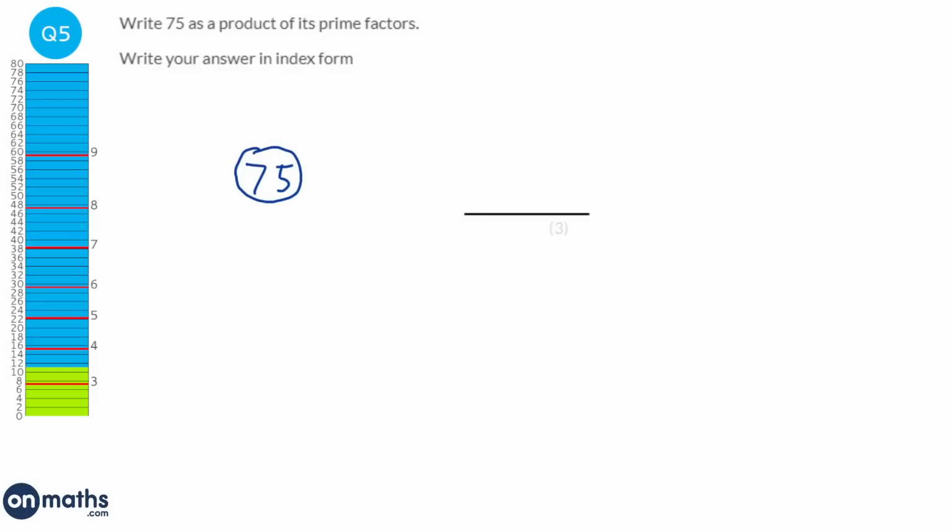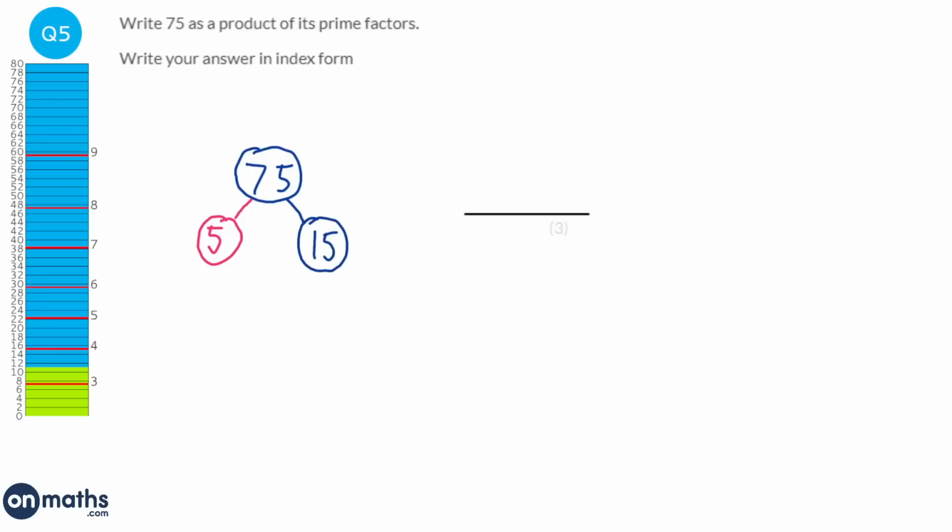I always pick the smallest that I can think of, which is normally 2, but in this occasion the easiest one for me would be 5. I think also 3 goes into it, but 5 to me seems nice and easy. It doesn't always have to be the smallest that I pick. So 5 times what is 75? Well, 5 times 15 is 75.